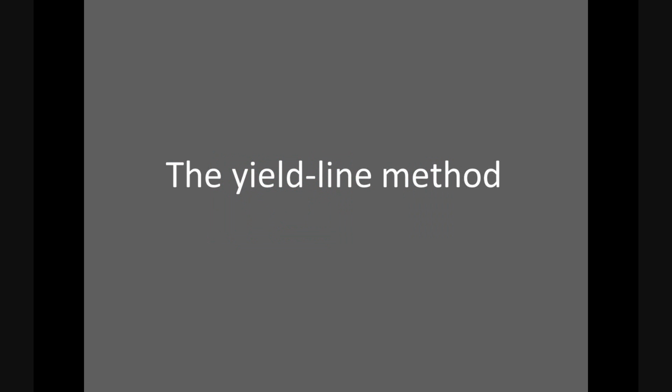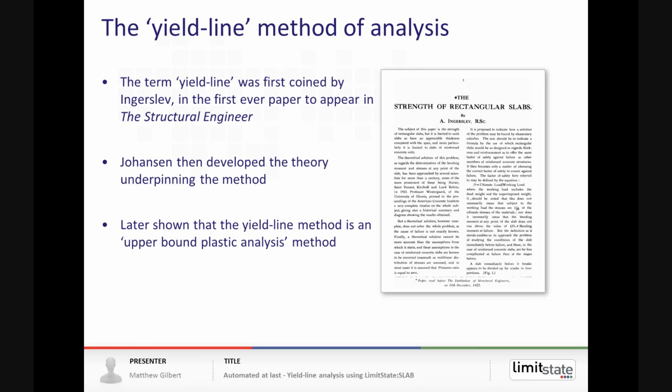So if we move on then to the traditional method of analysing concrete slabs at the ultimate limit state, the Yieldline method, just a few words about that. It's actually a very long established method. The term Yieldline was first coined in a paper appearing in 1923 in the Structural Engineer. Johansen, a Danish engineer, then developed the theory that underpins the method, and it was later shown that the Yieldline method is really an upper bound plastic analysis method.